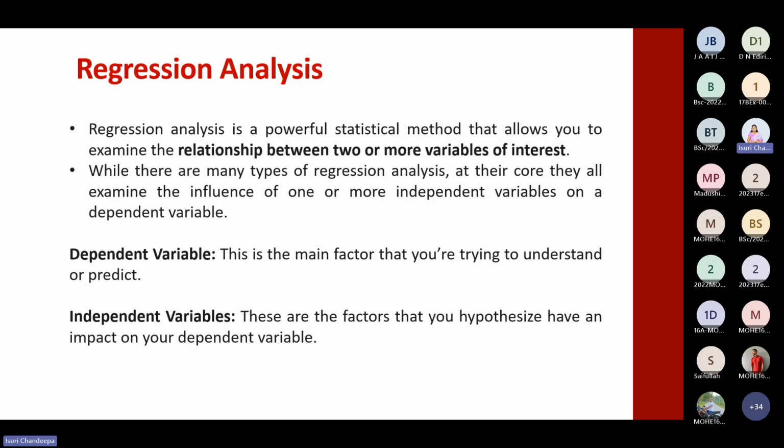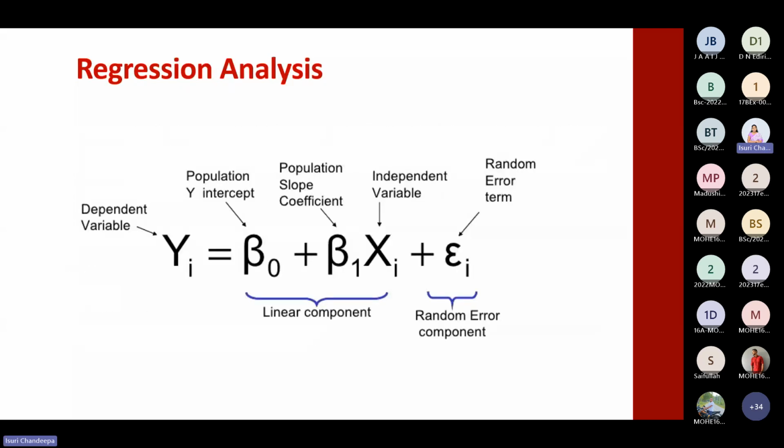Regression analysis. What do you mean by regression analysis? It's the statistical method which examines the relationship between two or more variables. The impact of one variable on another variable can be identified through regression analysis. In the regression model, we identify the dependent variable and the independent variables. Before moving to the regression analysis, you all need to decide on your regression model.